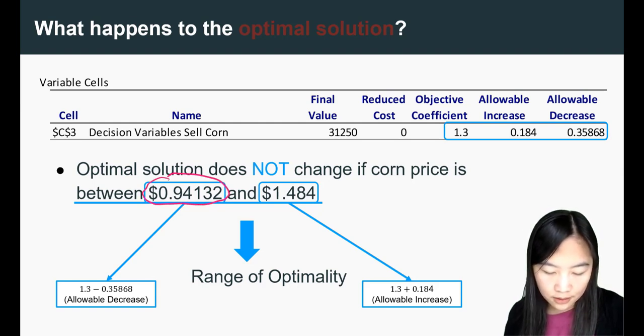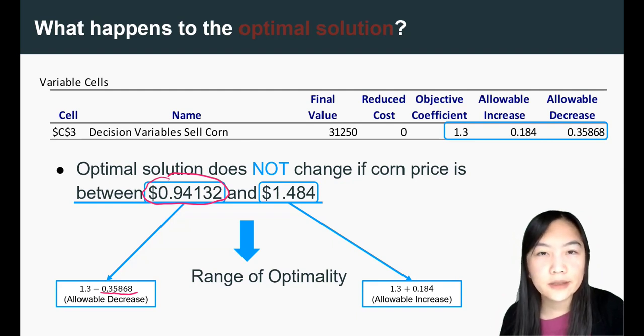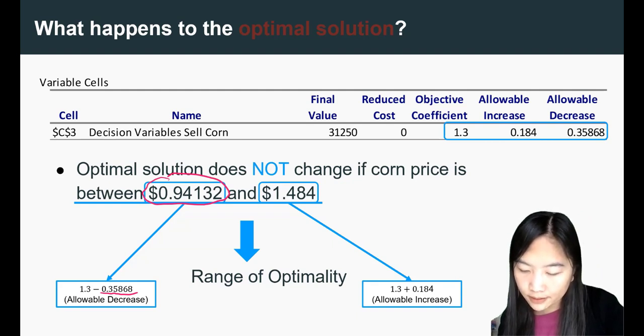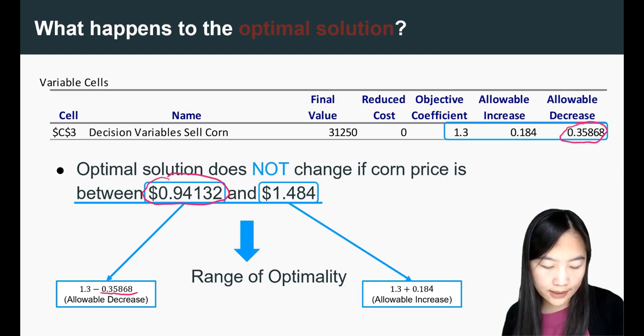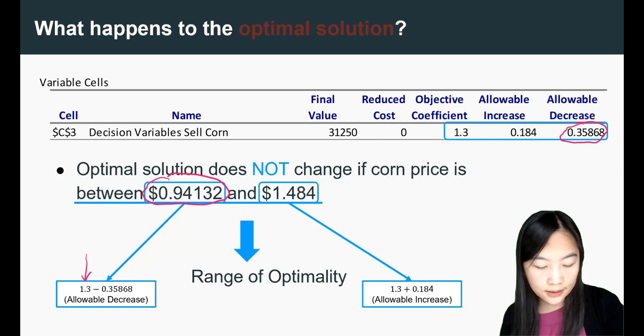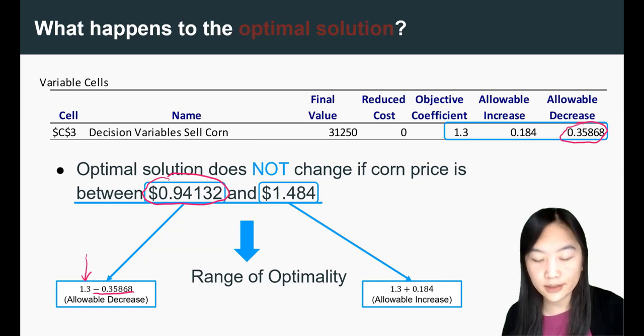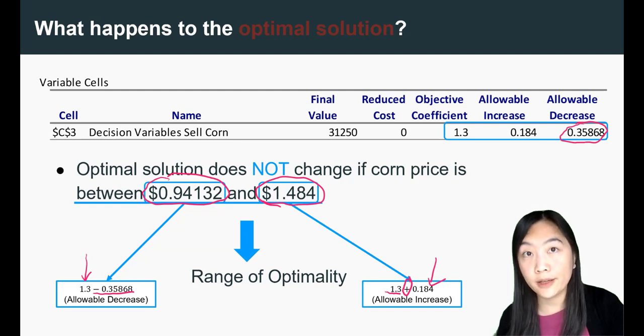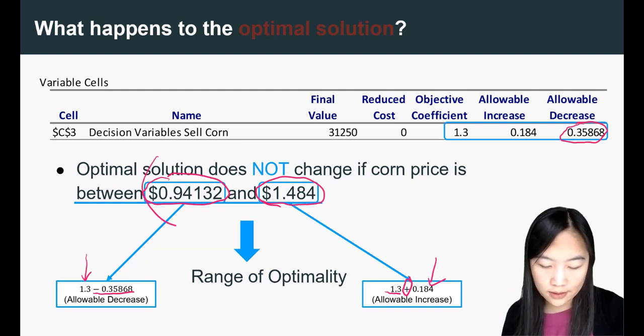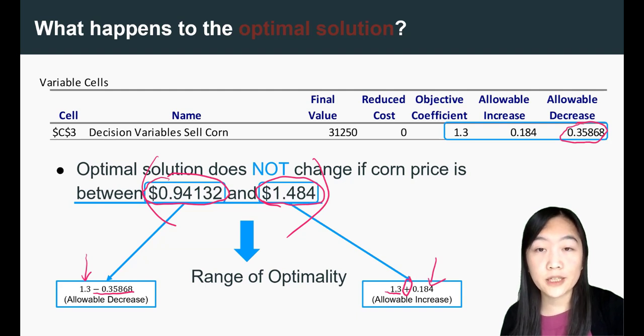So this number is 1.3 minus this 0.35868. This is the allowable decrease. For decrease, we use the minus sign here. So it is the objective function coefficient you provided, minus the allowable decrease. And for this value it is plus, because this is the increase. So 1.3 plus the allowable increase. So if it is within this range, then the optimal solution will not change.